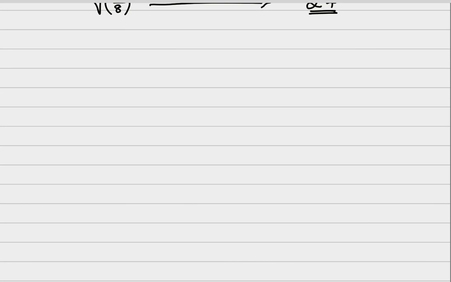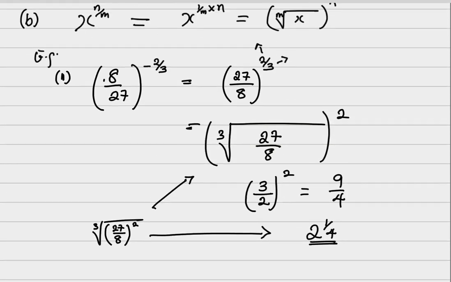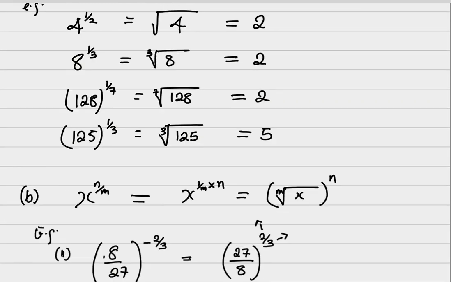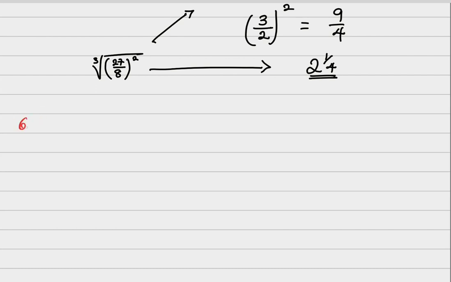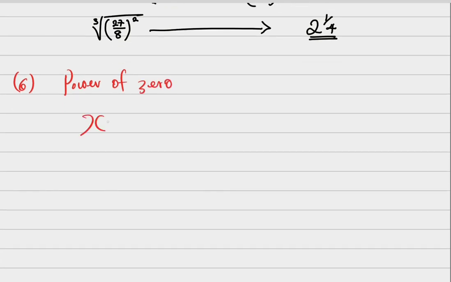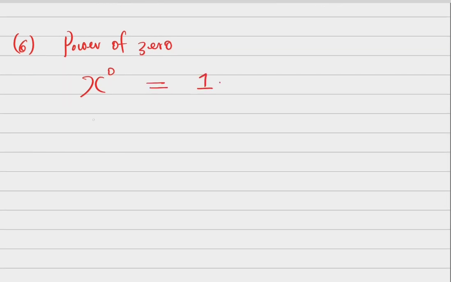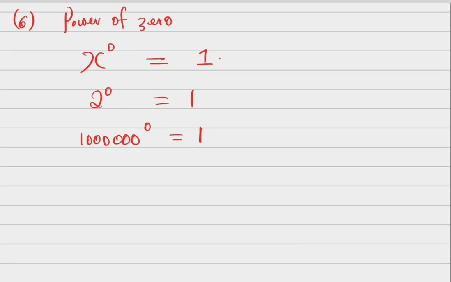The next, which is actually the last one we are going to be looking at, should be 7. Is it 7 or 6th? Let me check. Okay, that is the 6th. It is the power of 0. This is actually very simple. It says as far as x is raised to power 0, the answer is 1. So it doesn't matter if it is 2 raised to power 0, the answer is still 1. If it is 1 million raised to power 0, the answer is still 1. Whatever it is raised to power 0, even if it is a decimal raised to power 0, the answer is still 1. So that is what this particular law is saying.